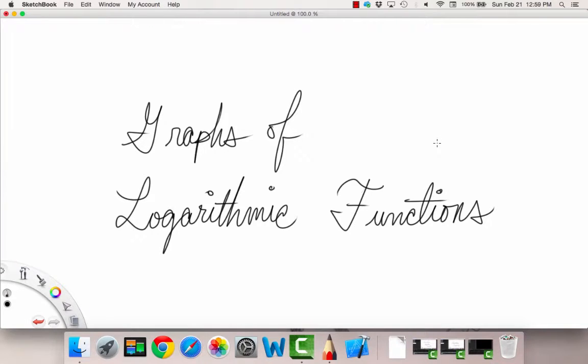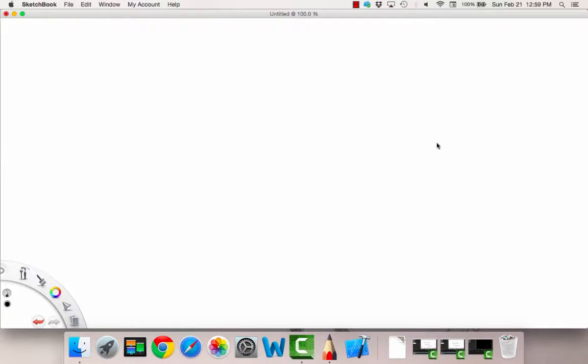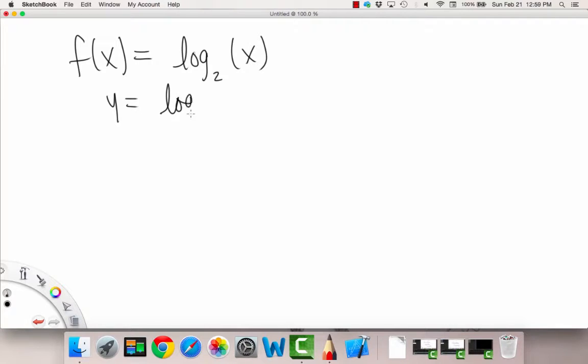Welcome to the concepts video on graphs of logarithmic functions. So the first thing we're going to do in order to kick off this video is try to graph this function right here. f of x is equal to log base 2 of x. In other words, we can say this is like y is equal to log base 2 of x, so I can rewrite it as the following.